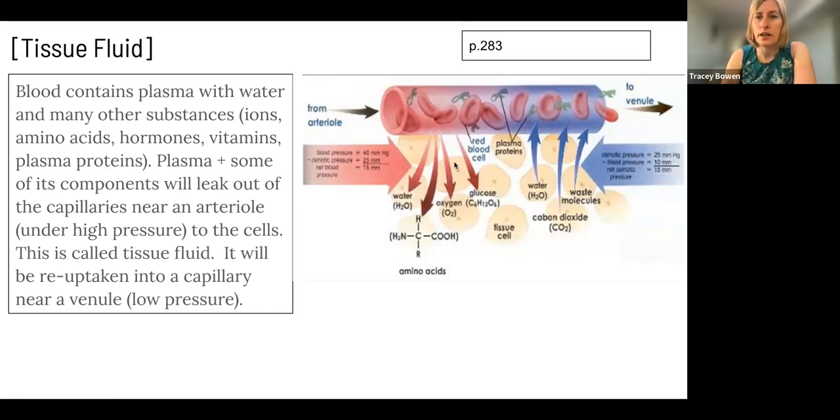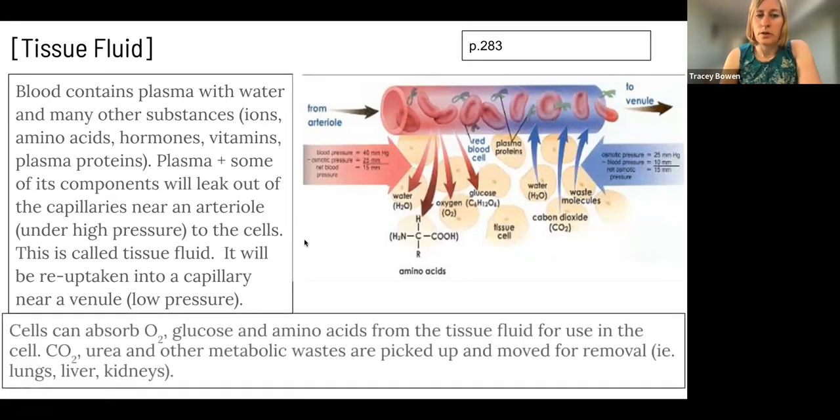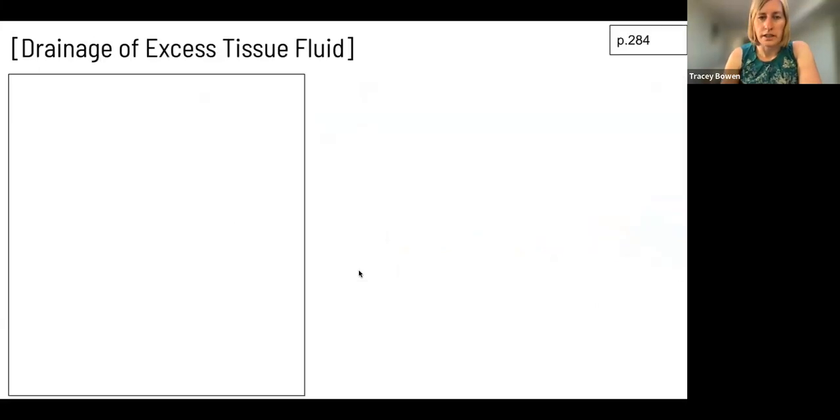And so you can see here all of the different components that are coming out, but what is not coming out is red blood cells and plasma proteins. But glucose, oxygen, water, amino acids, all of these things are going to come out, and then water, waste, and carbon dioxide, waste would be urea, are going to be flowing around the tissues, the cells. Cells can absorb oxygen as well as glucose and amino acids from the tissue fluid for use in the cell, and CO2, urea, and other metabolic wastes are picked up and moved for removal via the lungs, liver, or kidney.